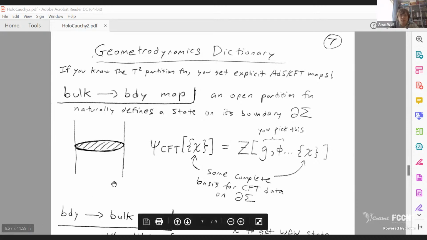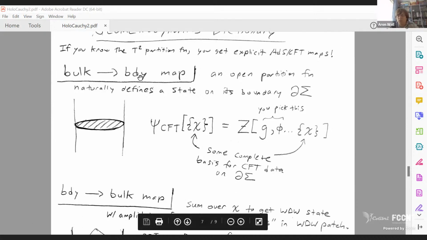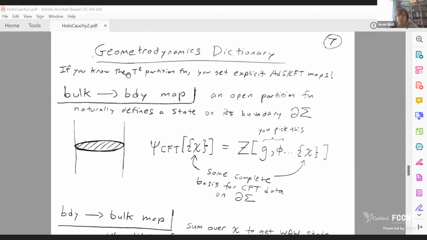So first, I want to talk about the map from the bulk to the boundary. So there's a very natural way to do this. It relies on the fact that if I have a partition function on a closed manifold, I just get a number. But if I have a partition function on an open manifold, I have to specify boundary conditions on that open manifold, and that's equivalent to specifying a state of the theory on that boundary.